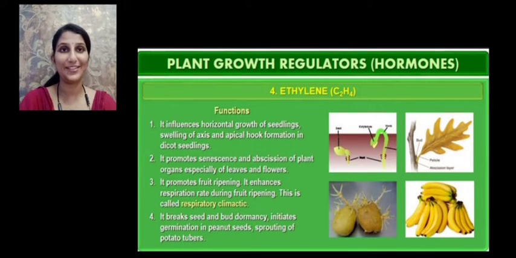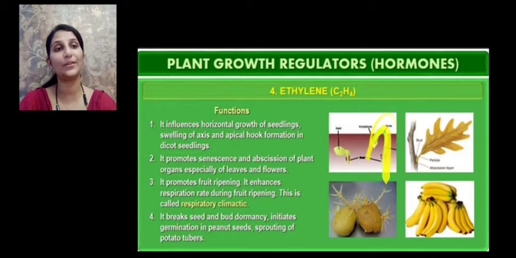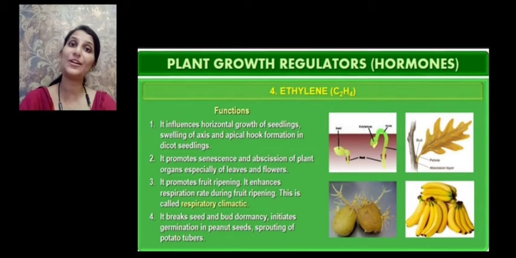So what are the functions? It influences horizontal growth of the seedling. Horizontal growth of the seedling is helped by the ethylene. It helps in swelling of the axis and apical hook formation in dicot seedlings. This is a hook. When the dicot seed germinates, it forms a hook. Growth of this hook is brought about by ethylene. It promotes senescence, that is natural aging of the plant parts, and abscission of plant organs, especially the leaves and flowers. Abscission, as I told you, is the natural detachment of these parts from the plant.